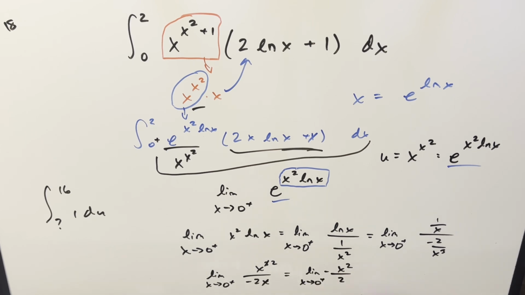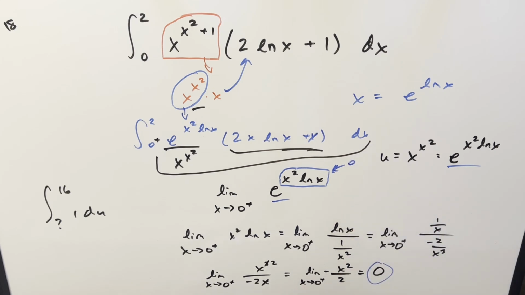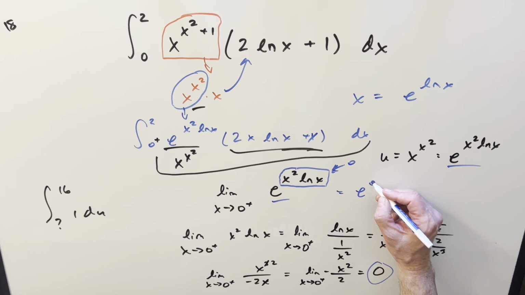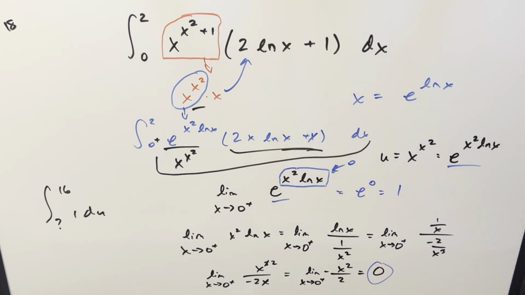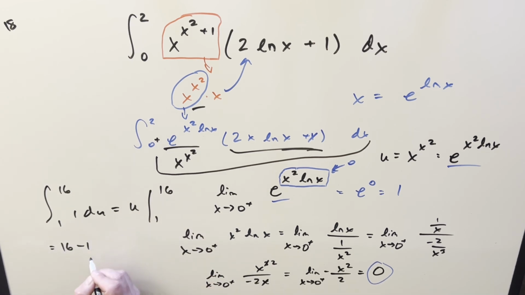Now evaluating this limit, it goes to 0. So we take this 0 value and plug it back into the exponent. For this limit, we get e to the 0, and e to the 0 is just 1. So our lower bound is just 1. And now we're just integrating 1 from 1 to 16. We get u evaluated from 1 to 16. Put this together and it's just 16 minus 1, or 15. Okay, there you go. Good problem today from MIT 2019. Thanks everyone for watching. Have a good day.